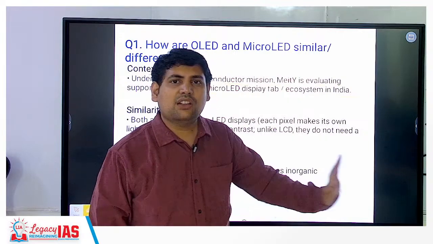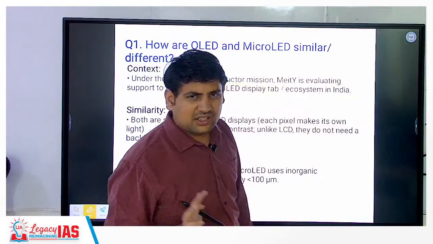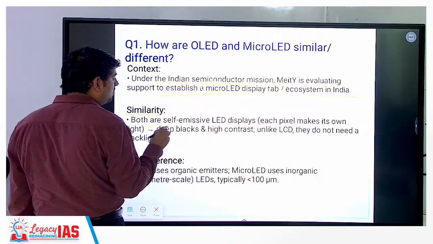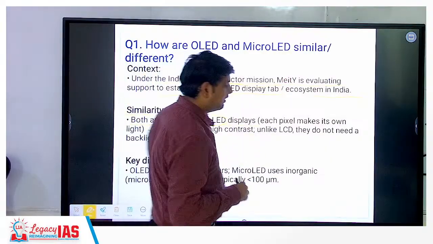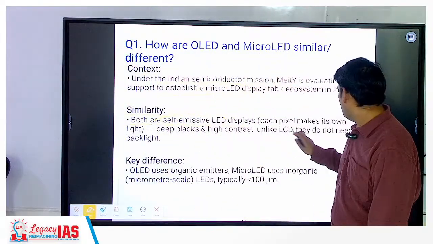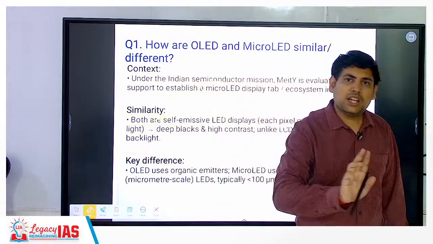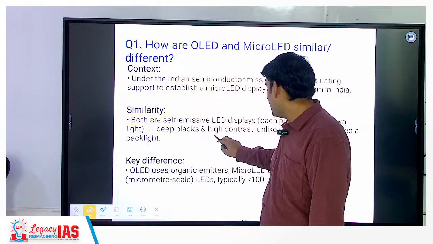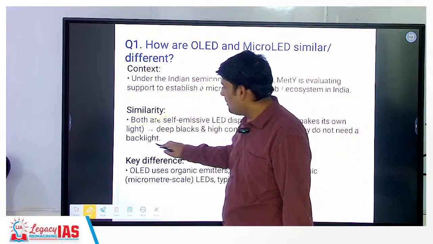Micro LED is a future technology, correct? Both have their advantages and disadvantages. Debate does not matter. Now, similarities: both are self-emissive LED displays. That is, each pixel makes its own light, correct? Each pixel is making its own light. Then deep blacks and high contrast are possible. Unlike LCD, they do not need a backlight.